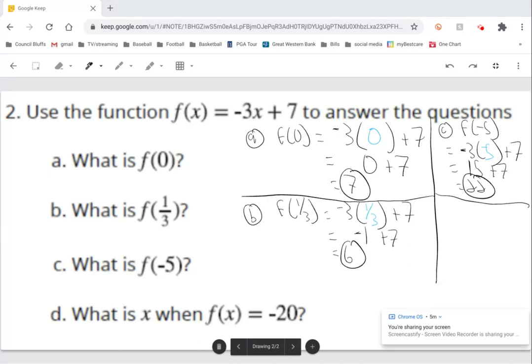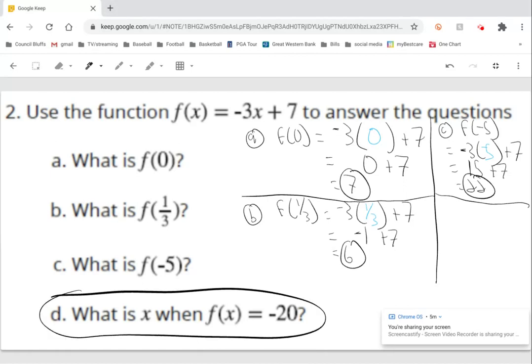And lastly, part D, what is x when f of x equals negative 20? So hopefully you'll notice the difference between this one and the others. The others give you the value of x. In A, x is 0. In part B, x is 1/3. In part C, x is negative 5. Okay, and then you calculate the answer.